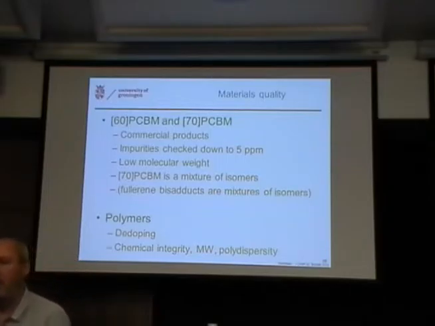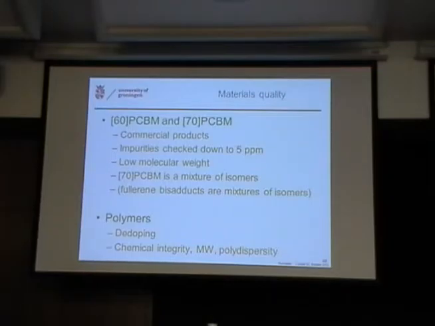And there, of course, with the fullerenes, since they are small molecules, we have a much better situation than with the polymers. The fullerenes are commercial products. They have a constant quality. The impurities in the 60 and 70 PCBM are checked down to 5 ppm. There are certain compounds that you don't want to have in the PCBM, and the industry takes them out. Low molecular weight, constant molecular weight, no molecular weight distribution. It's a simple molecule. Now beware, 70 PCBM is a mixture of isomers. Three isomers mainly, but a few smaller fractions are in there. And it's just too expensive, too crazy to separate them, so everybody works with the mixture, and it works surprisingly well, I must say. And the bis adducts are mixtures of isomers.